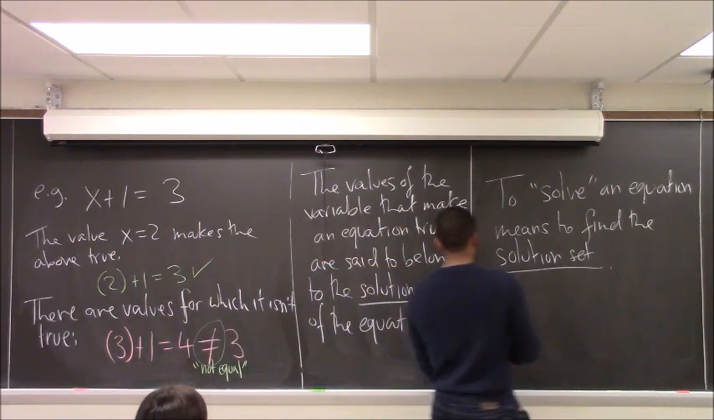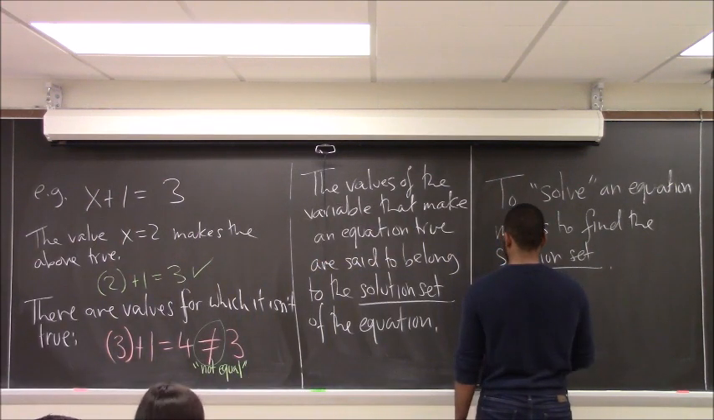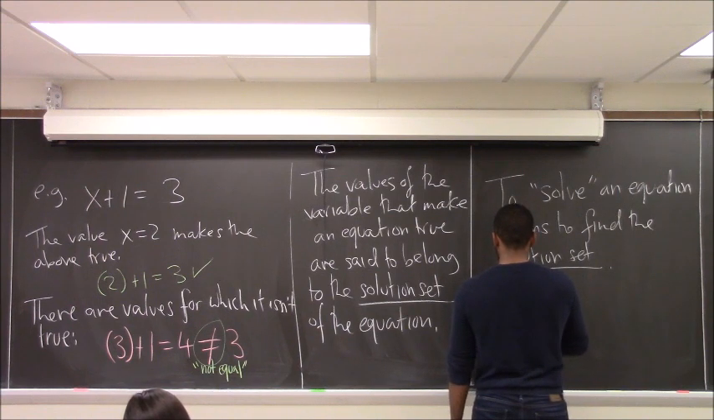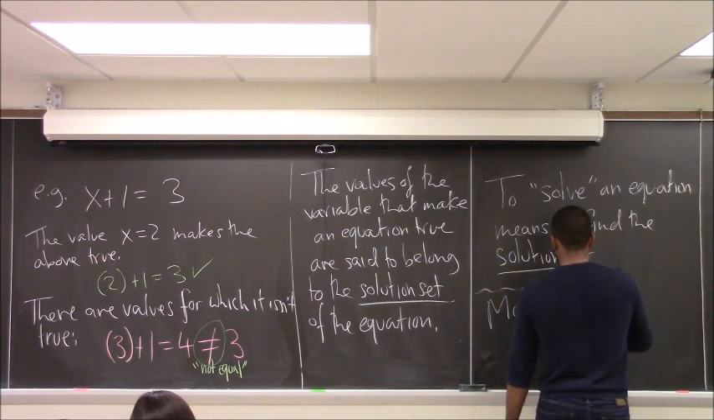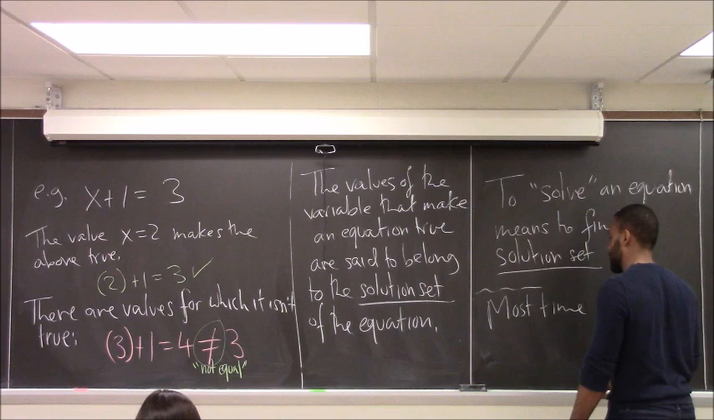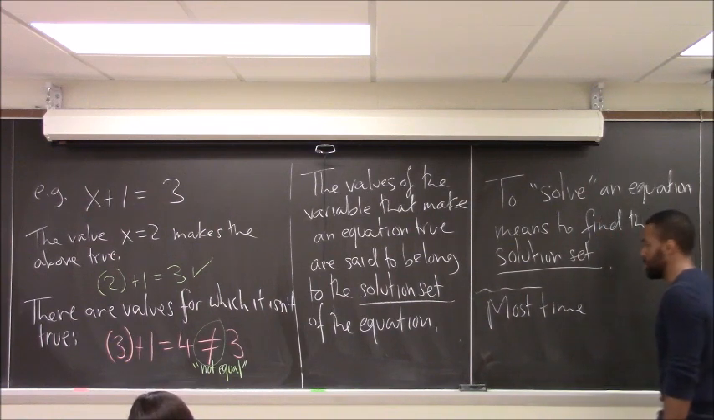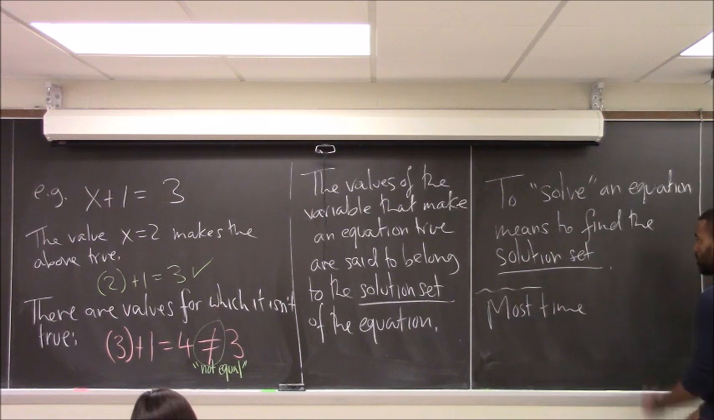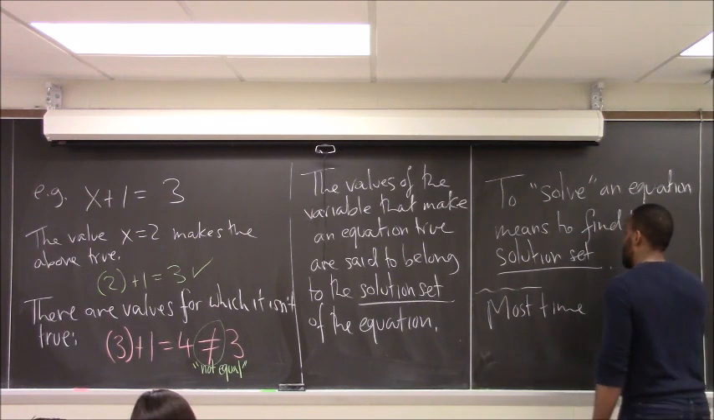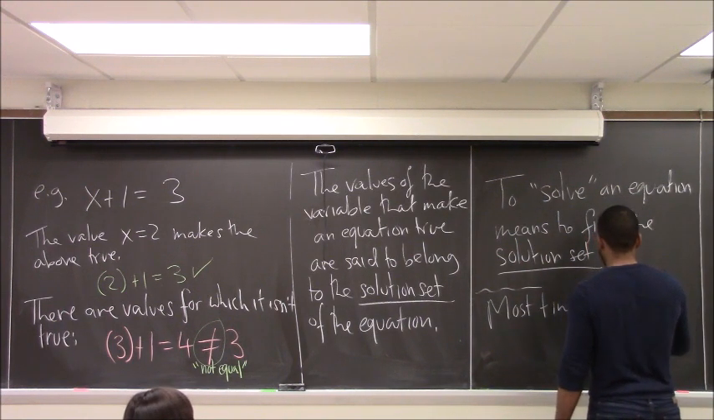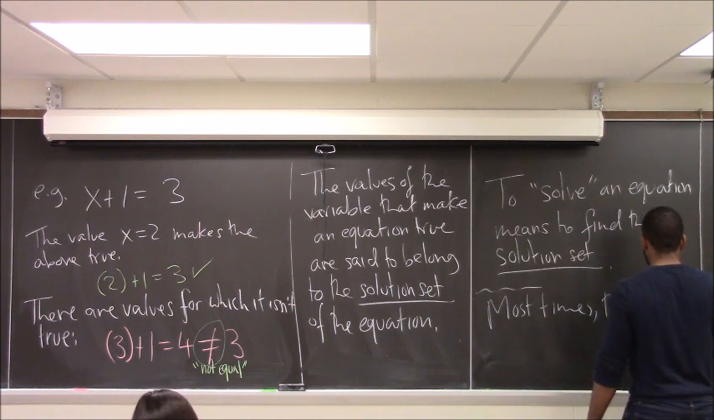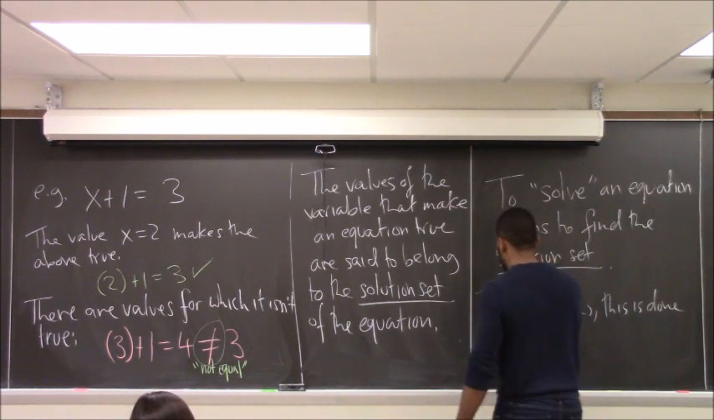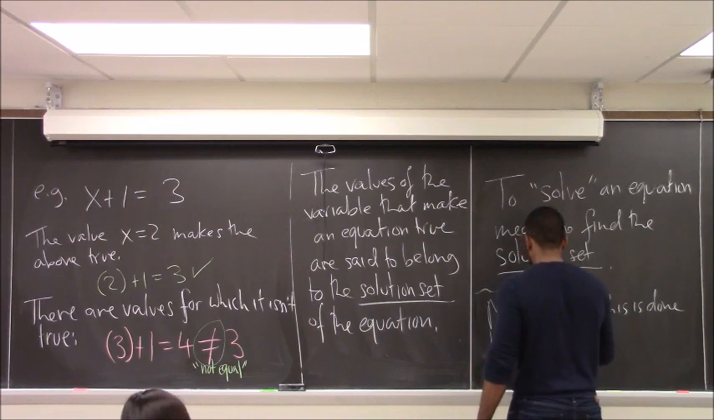And most times, this is going to be true right up to calculus 3. So you can go with this for the next 2 years or so. After that, it's not always going to be possible to do what I'm about to say. Most times, this is done by isolating the variable.